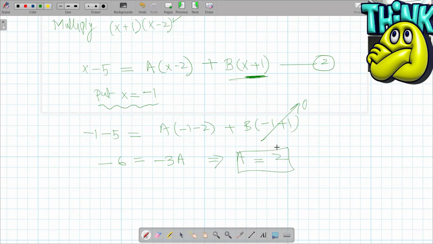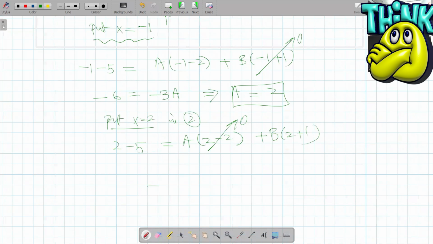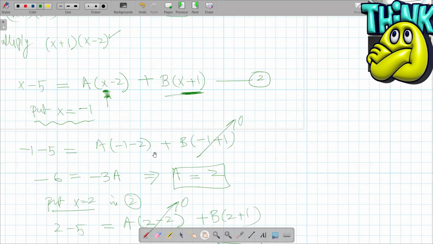Similarly, if we put x equal to 2 here, what will happen? A will be cancelled out and we will get the value of B. So now put x equal to 2 in equation 2 again. So 2 minus 5 equals A times 2 minus 2 plus B times 2 plus 1. This term will be cancelled out and negative 3 equals 3B. So we have got B equal to 1. So A is 2 and B is 1.